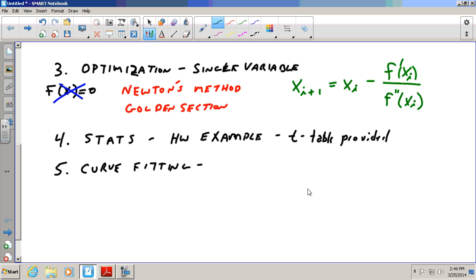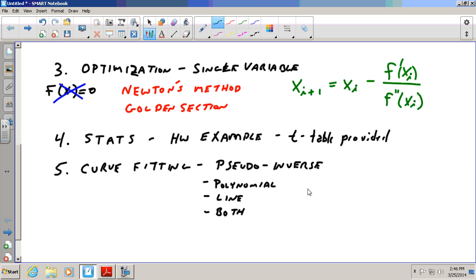In particular, what we're going to do when we do curve fitting is the pseudo-inverse. Okay, so make sure you know how to do that. You all have a homework example on that. And recognize that I could ask you to fit a polynomial or a line or both.